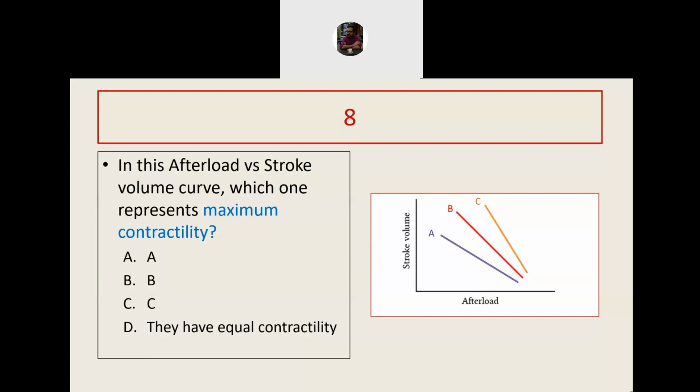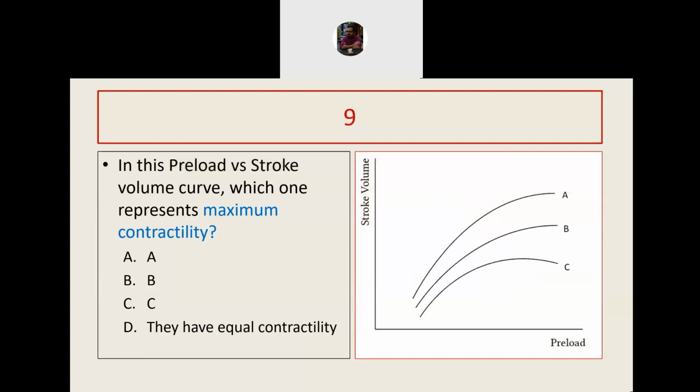We'll move on to a similar question, which is our question number 9. Study this graph carefully. This is a preload versus stroke volume curve, also known as the Frank-Starling curve. Out of these three trajectories, A, B, and C, which one represents maximum contractility?